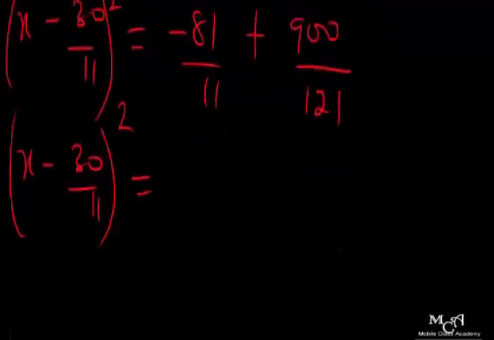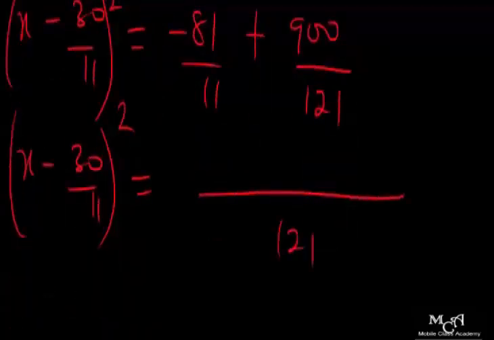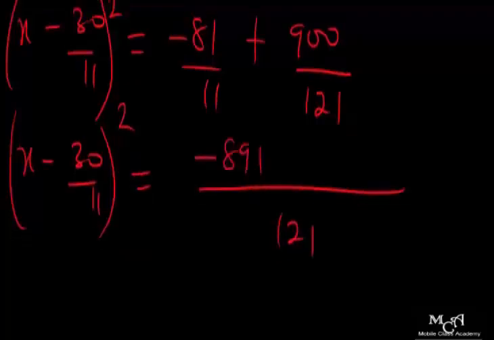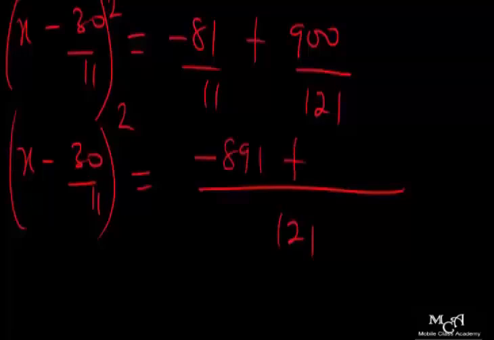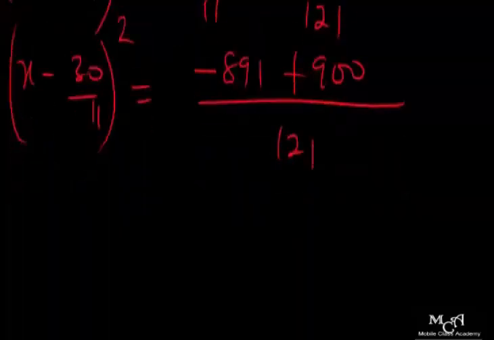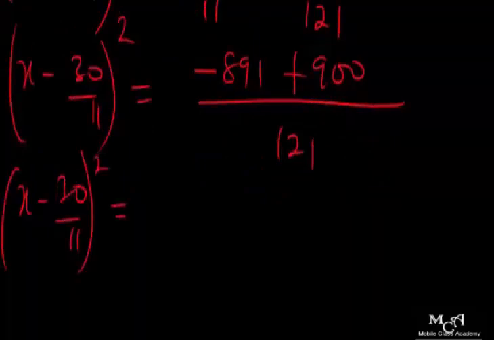LCM of 11 and what? 121, which is 121. 11 in 121 is what? Is 11. 11 times minus 81 gives me minus 891, plus 121 in 121 is 1 times 900 is 900. So that automatically gives me x minus 30 over 11 all squared equal to minus 891 plus 900, which will give me what? Will give me 9. So this will be 9 over 121.